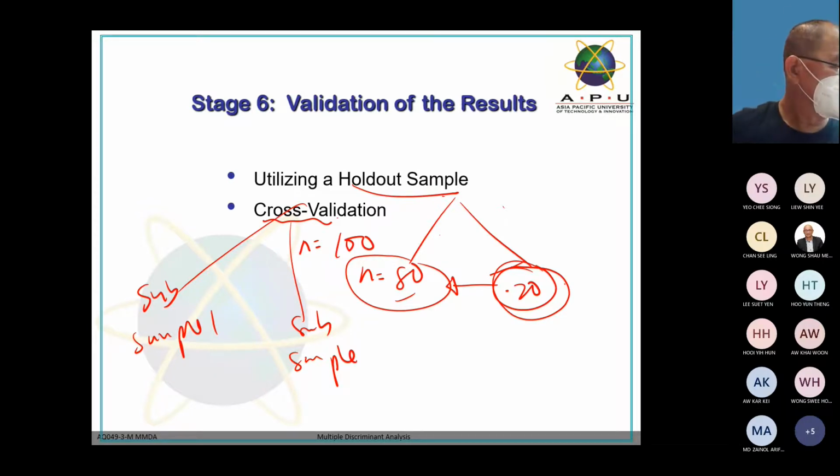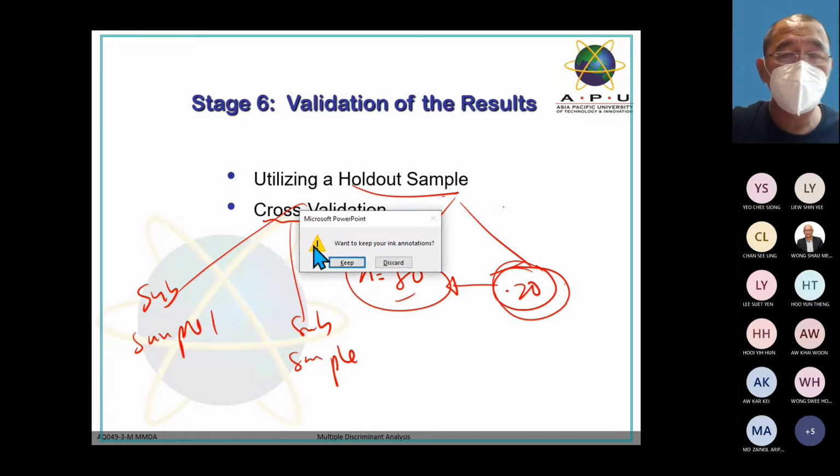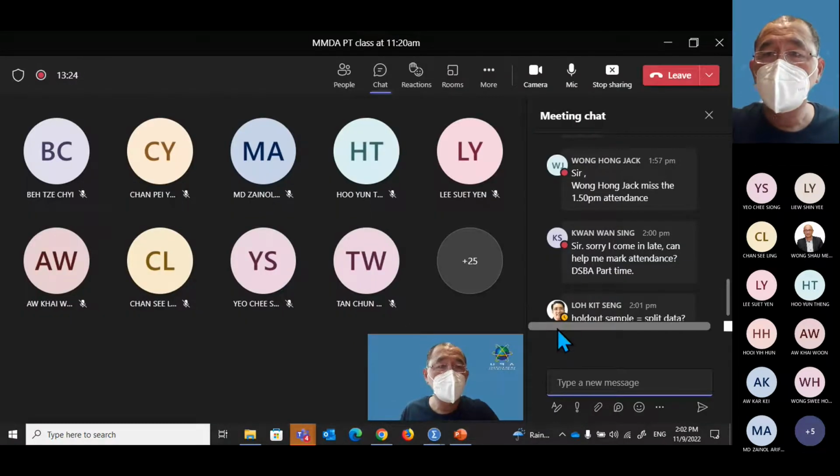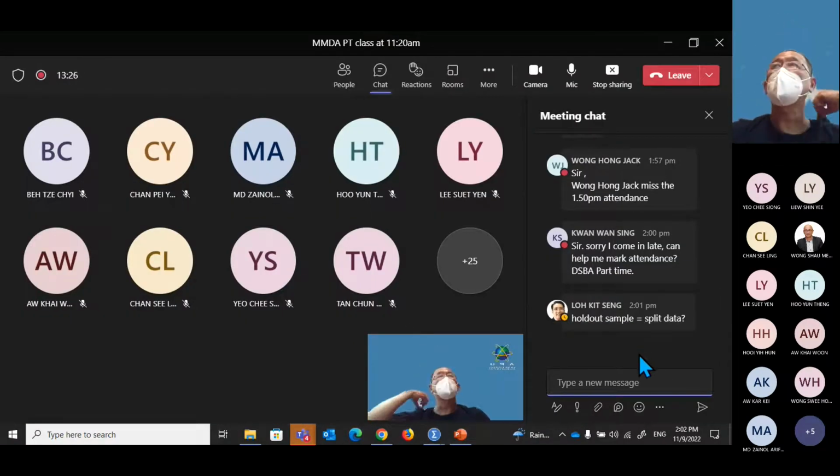So if no question, it's almost done for this. Any question? Holdout sample is holdout sample. It's different. Where?